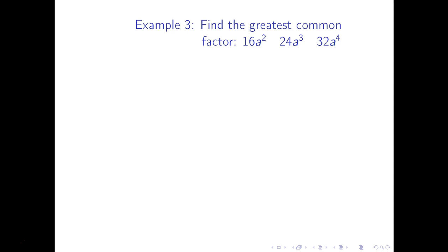All right, so first off, it gets trickier with 3. But still, let's focus on the numbers. I have 16, I have 24, and I have 32. Well, 16 doesn't go completely into 24, but 8 does go into all three of those numbers. And you can factor them and realize that that's the number that goes into them. What about the a's? Well, a squared is the smallest of all of those, and that's the one I'm going to go with. So that is how we find a greatest common factor.